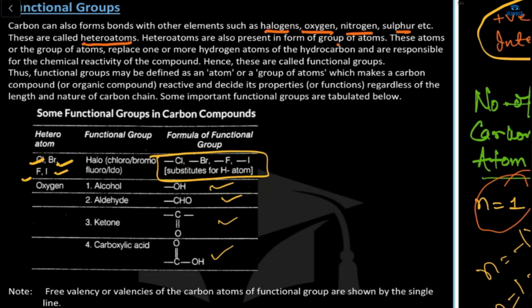Heteroatoms are present in the form of a group of atoms, and these atoms or groups of atoms replace one or more hydrogen atoms. If a hydrocarbon is there, that means hydrogen and carbon. And if a heteroatom is coming, say nitrogen or oxygen, then oxygen will replace one of the hydrogens from your hydrocarbon group.